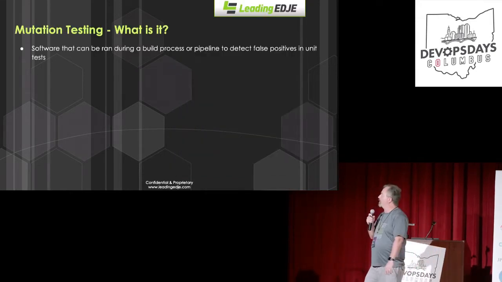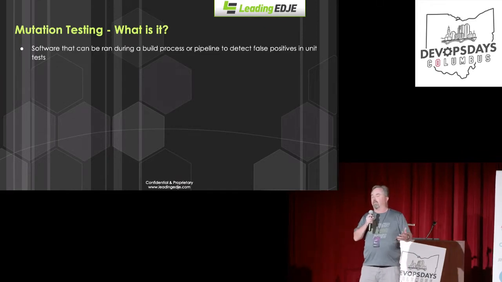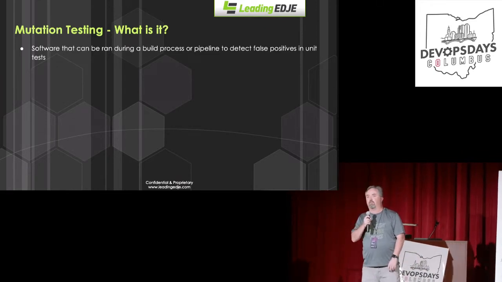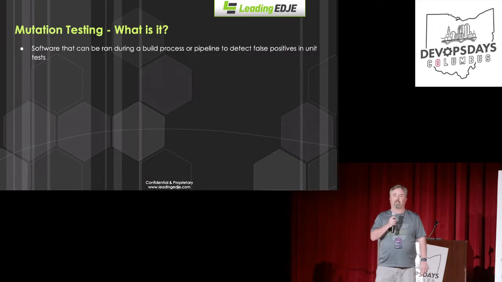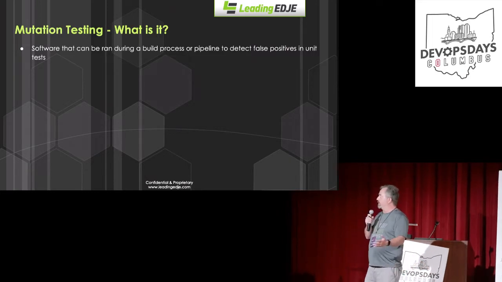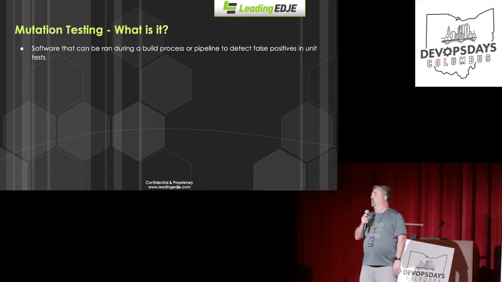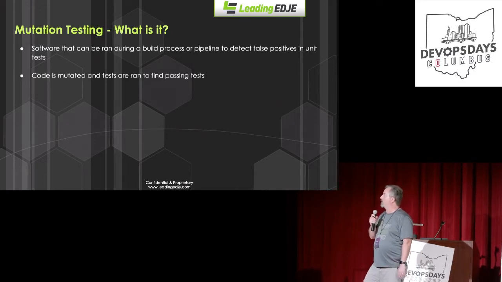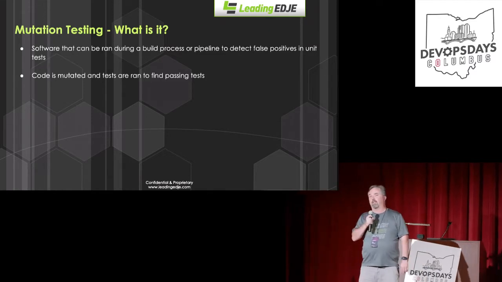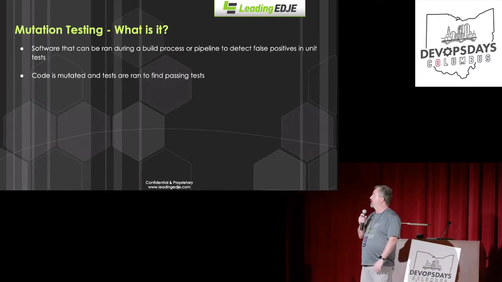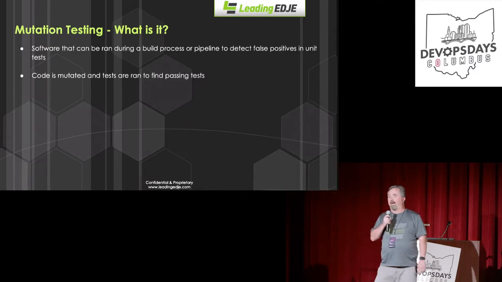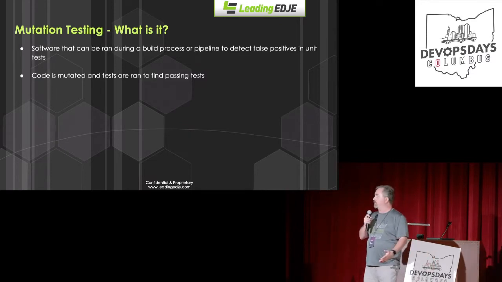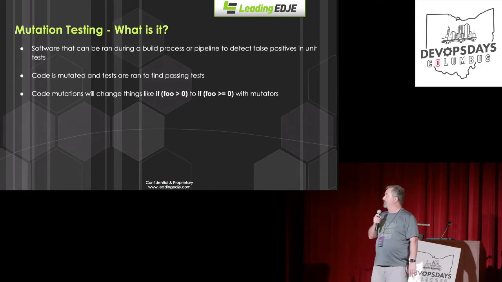It's software that can be run during a pipeline or any sort of build phase to detect any false positives in your unit tests. Just like when you run your unit tests, you could then also run mutation tests to find out if you have any false positives. How does it do that? Your code itself is mutated, and then your unit tests are run again to find any passing tests. Basically, if your code is mutated the way you're going to do it here, none of your tests should actually pass.